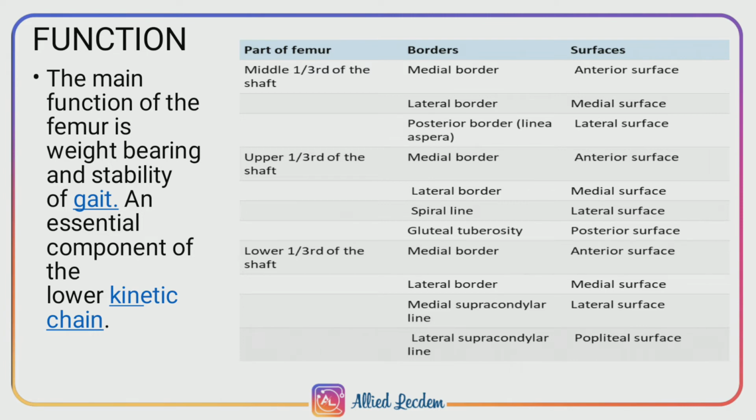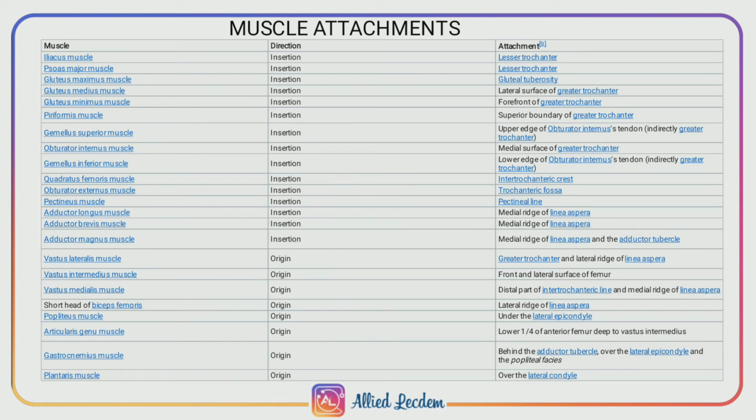So, we know that in the lower limb, that is in the thigh region, there is only one bone running through. There are lots and lots of muscles attached to it, namely iliacus muscle, psoas major muscle, gluteus maximus, medius and minimus, obturator internus and quadratus femoris muscle, obturator externus muscle, adductor brevis, adductor magnus, vastus lateralis, intermedius and medialis. Also, articularis genus muscle and gastrocnemius muscle.